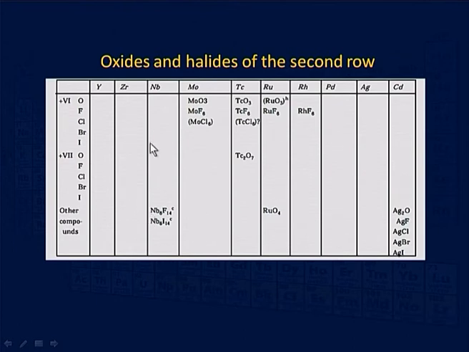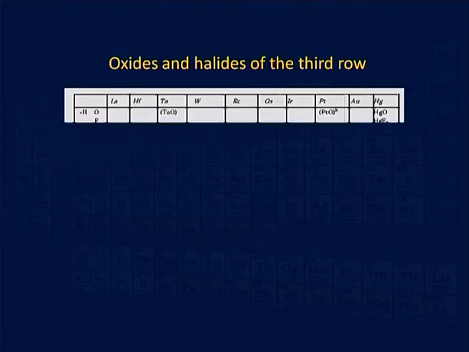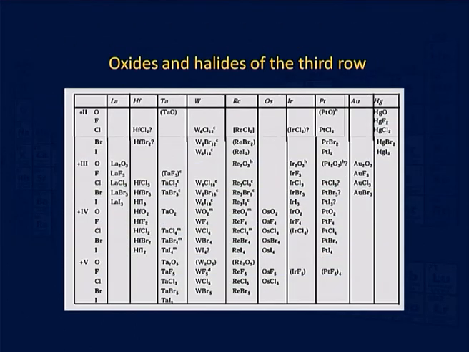Some of the other compounds are also mentioned in this table for second row transition elements. A similar table for the third row transition elements is shown in this figure. Here also some of the elements, particularly oxides and halides, show different oxidation states ranging from +2 to +5 and +7 as well as +8.